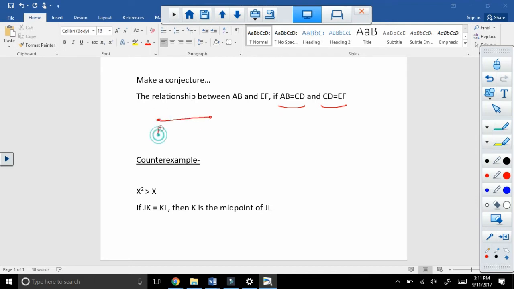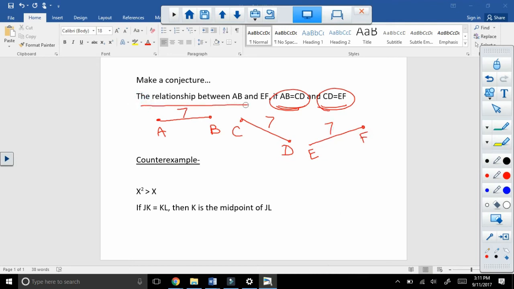So if I have line segment AB, and let's just pretend that AB is 7. And then I know that AB is equal to CD. So let's say over here I have CD. And again, I'm just making a specific example. So that would mean CD is 7 also. And then this last one says that CD is equal to EF. So if CD is equal to EF and CD is 7, then EF would also be 7. So based upon this specific example, I might make the conjecture that the relationship between AB and EF is equal. So I could say that AB is equal in length to EF.